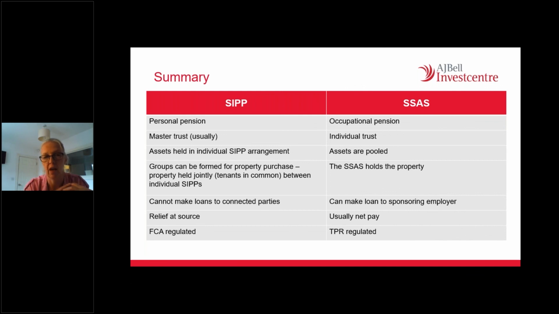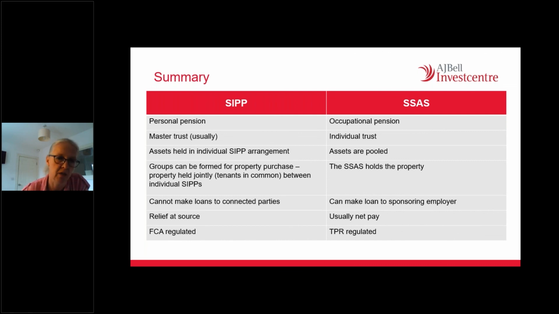If you're in a SIPP, then the assets are held in an individual SIPP arrangement. For each member, things will be held separately. You may have a joint bank account or groups formed, usually for property purchase on a tenants in common basis. A SSAS is different because all the assets are pooled, so all the members have to agree to it. Everything is one big pot and there's a percentage split between the members. The SSAS itself, the legal entity that is the trust, holds a property if you're doing a property purchase.